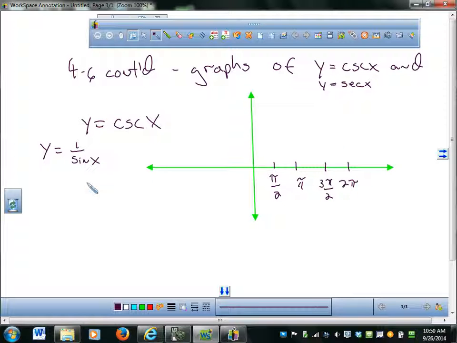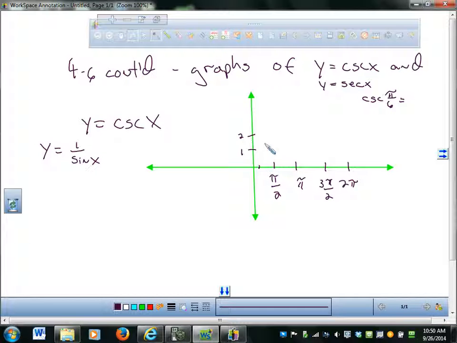So what if I went to the cosecant of pi over 6? What's the sine of pi over 6? 1/2. So what's the cosecant? Reciprocal of 1/2 is 2. Okay, so if this is 1, I would get a point up here at pi over 6, which is 1/3 of the way to pi over 2, at 2. And up here, we'll talk about that one.